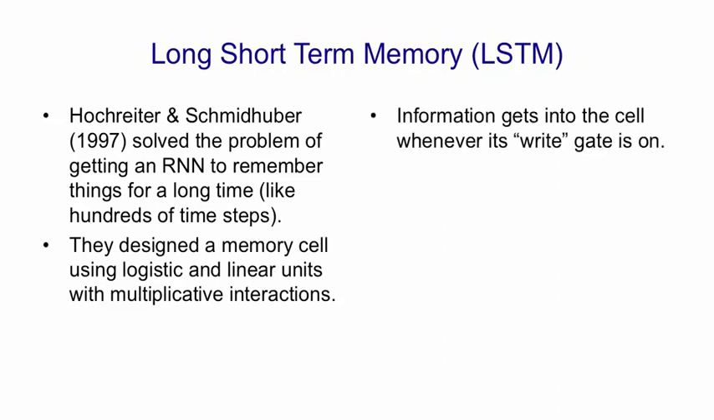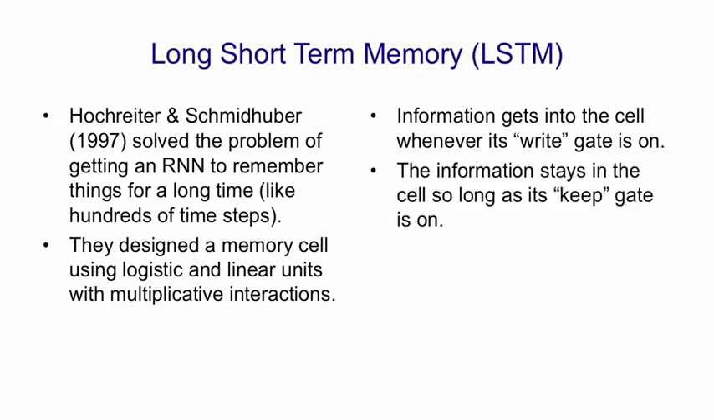So information gets into the memory cell whenever a logistic write gate is turned on. The rest of the recurrent network determines the state of that write gate, and when the rest of the recurrent network wants information to be stored, it turns the write gate on, and whatever the current input from the rest of the net to the memory cell is, gets stored in the memory cell. The information stays in the memory cell so long as its keep gate is on. So again, the rest of the system is determining the state of a logistic keep gate, and if it keeps it on, then the information will stay there.